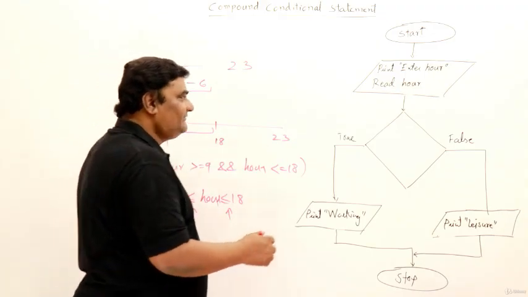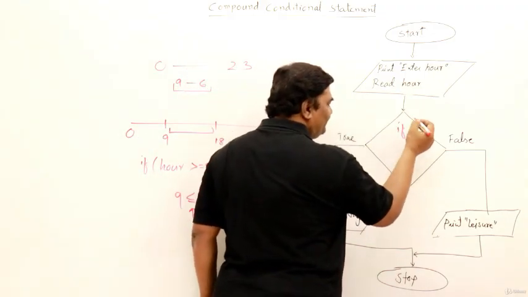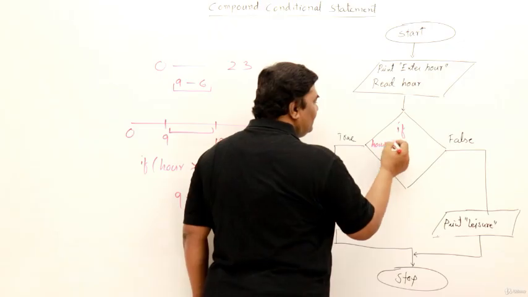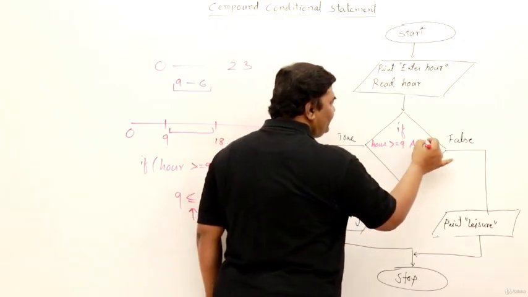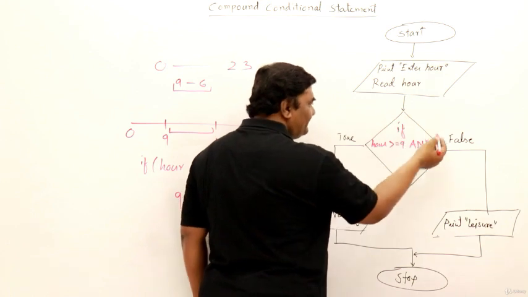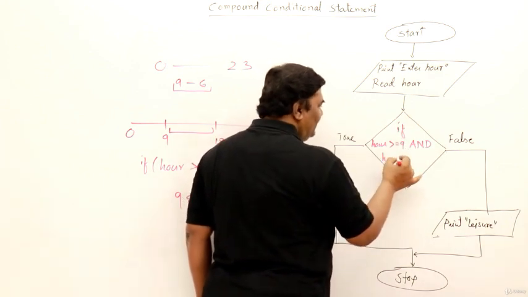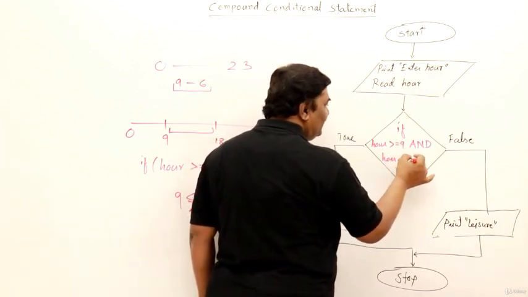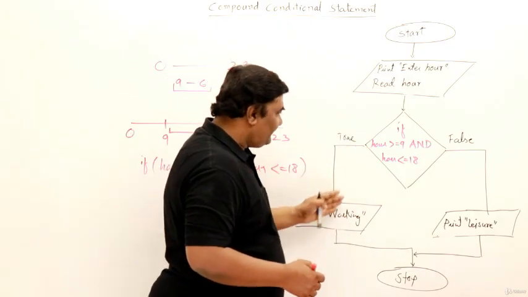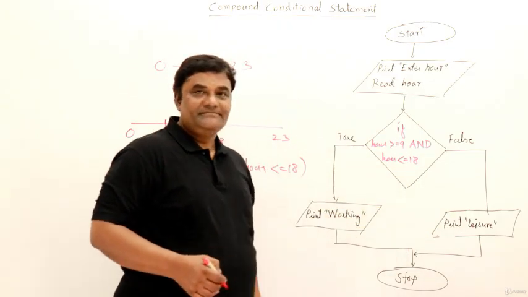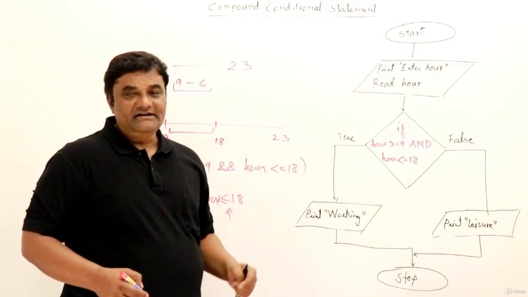So let us fill that up in the flow chart, then I will convert it into a program. R is greater than or equal to 9 and, so I'm not using the C++ operator here. In simple English I'm writing "and" R is less than or equal to 18. That's all. If this is true, it will print working, otherwise it will print leisure. Now let us convert that into a program.